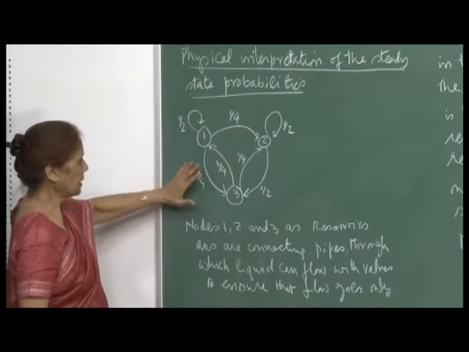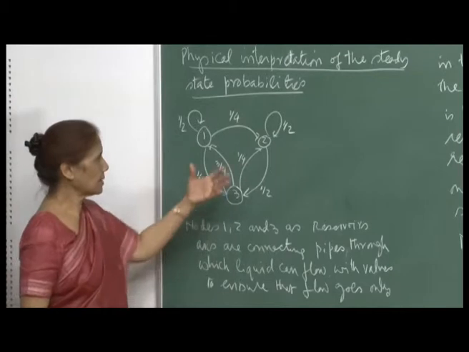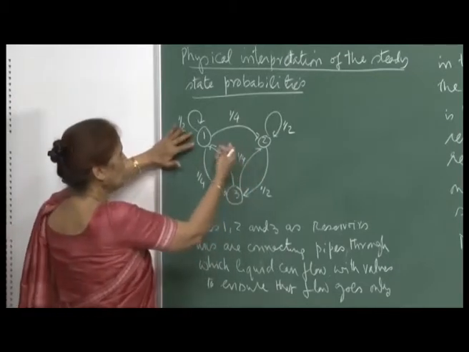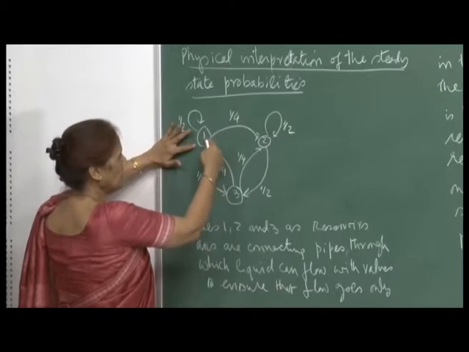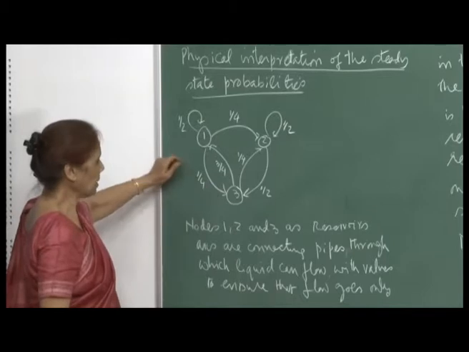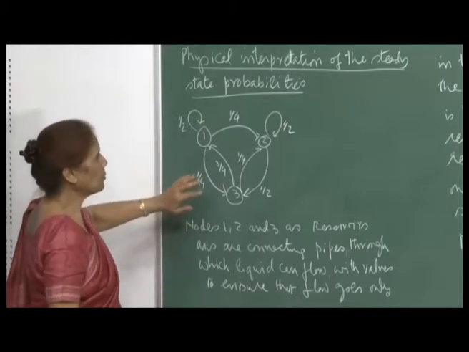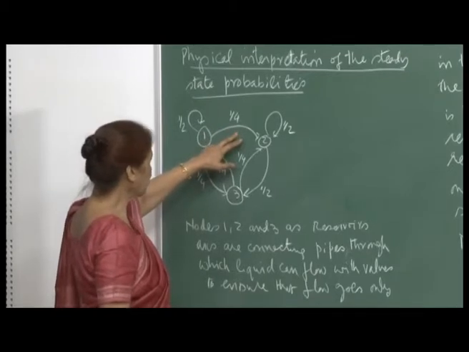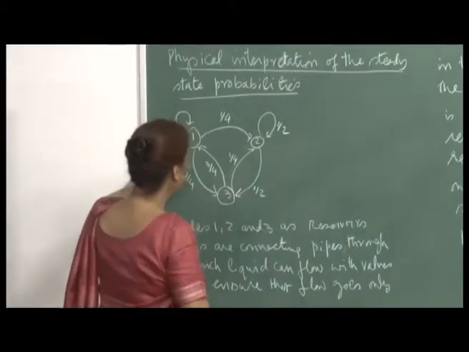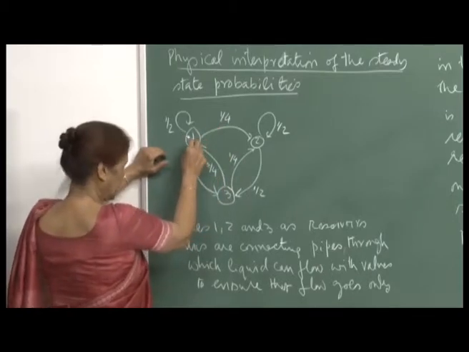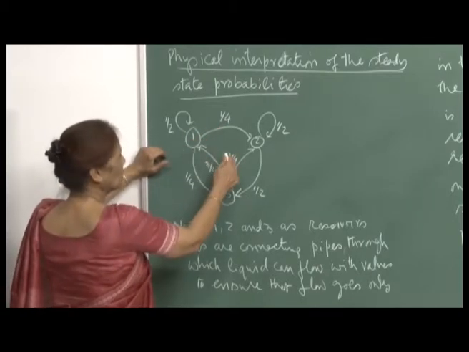Okay, so this is the idea. Just think of this as a reservoir with these pipes connecting the reservoirs, and the valves to ensure that the flow goes in the direction of the arrows. And then the probabilities p_ij, for example the probability p_12, would be the fraction of the liquid in reservoir 1 which will be sent to 2.